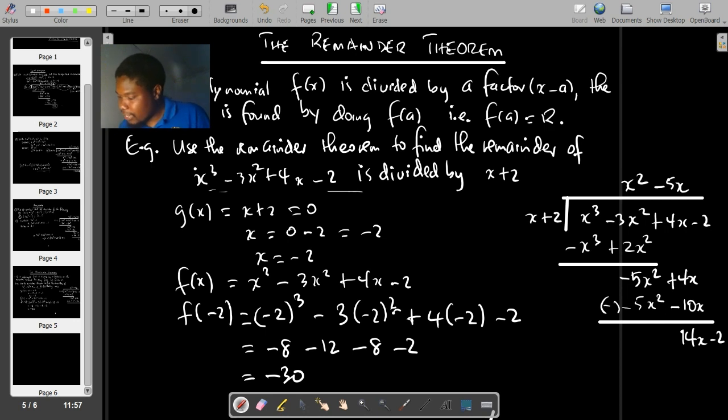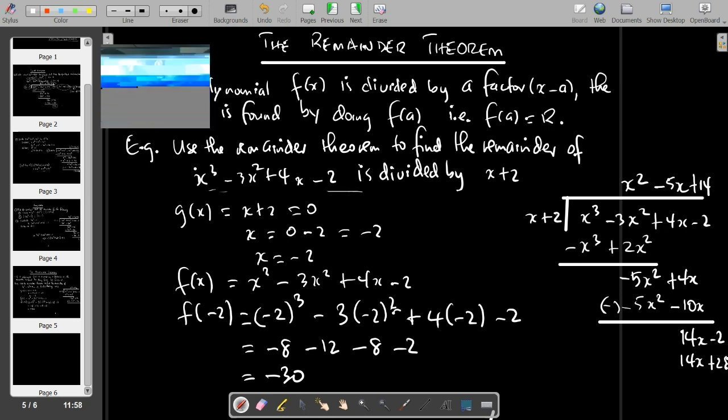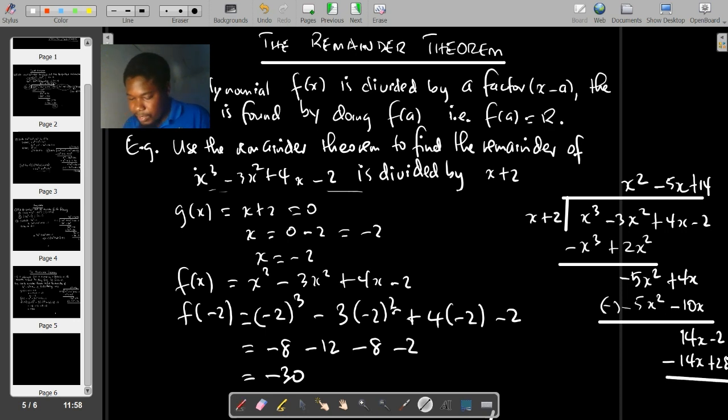x into 14x, you get positive 14. 14 times x is 14x. 14 times 2 is actually 28, so we put a negative there. Then we subtract, and we end up getting 14x minus 14x is 0. Negative 2 minus 28 gives you negative 30. And that is your remainder, the exact same thing we found there.